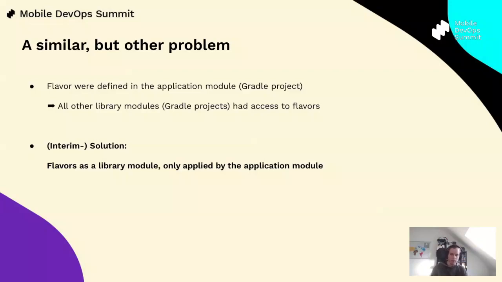An interim solution for this was that we moved the flavors out of the application module into a library module and applied that flavor module only in the application module. So with this change, we make sure that only the application knows about all those flavors, those white label apps, but our other libraries do not see those flavors, and therefore build time decreased.